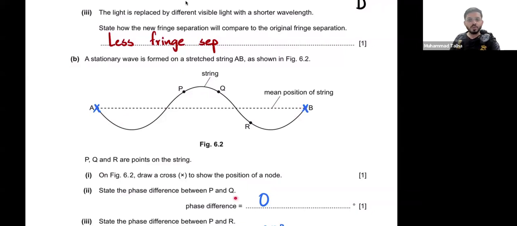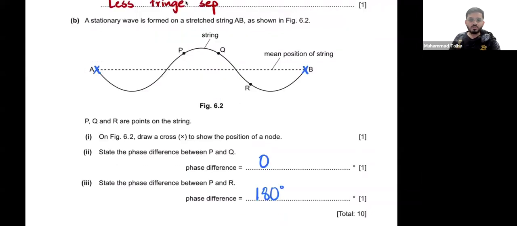State the phase difference between P and Q. So we know that in a loop between two nodes, all points are in phase. So there's no phase difference here. And the next part, the phase difference between P and R. So these are adjacent loops. In this case, they're exactly out of phase. So the phase difference is 180 degrees.